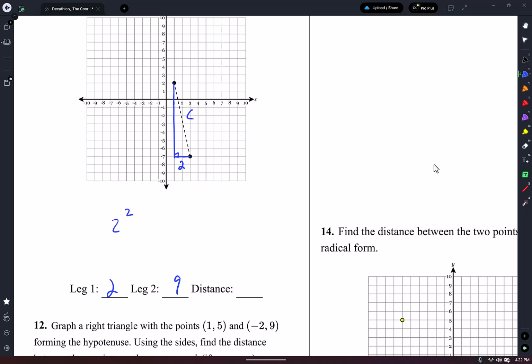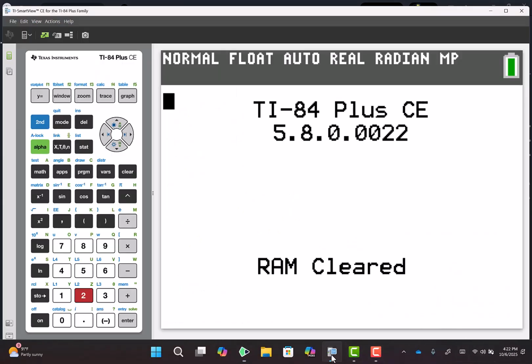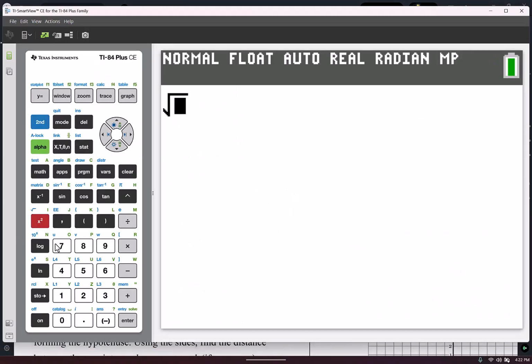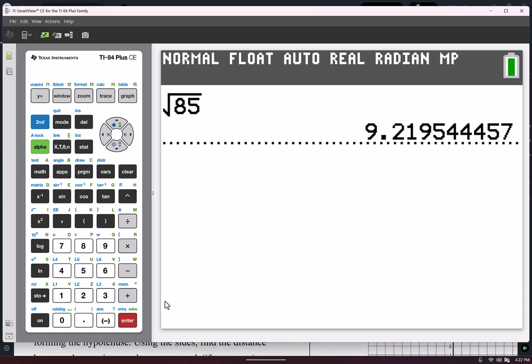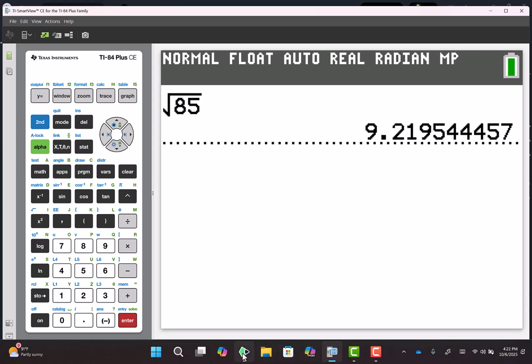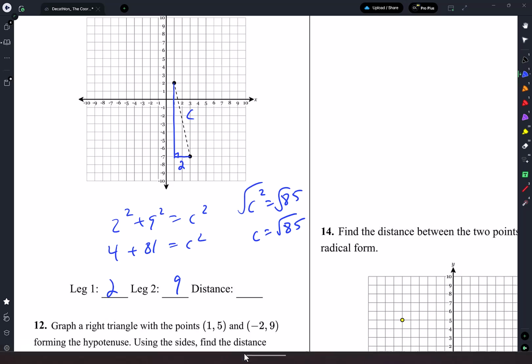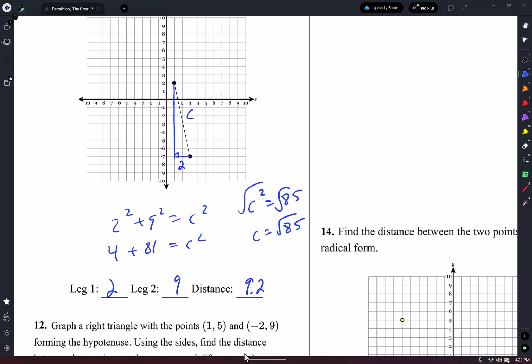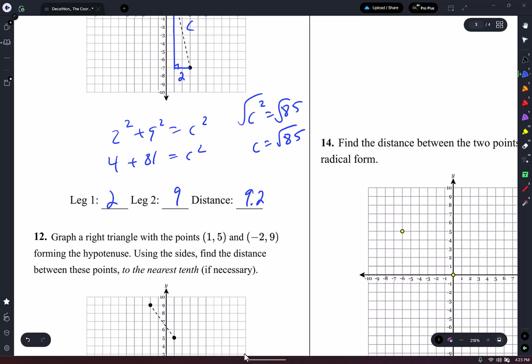So 2 squared plus 9 squared equals c squared. 4 plus 81 equals c squared. So c squared equals 85. Square root. c equals the square root of 85. Let's type that into the calculator real quick. Square root of 85, and there it is, 9.2. Cool or not cool, guys?